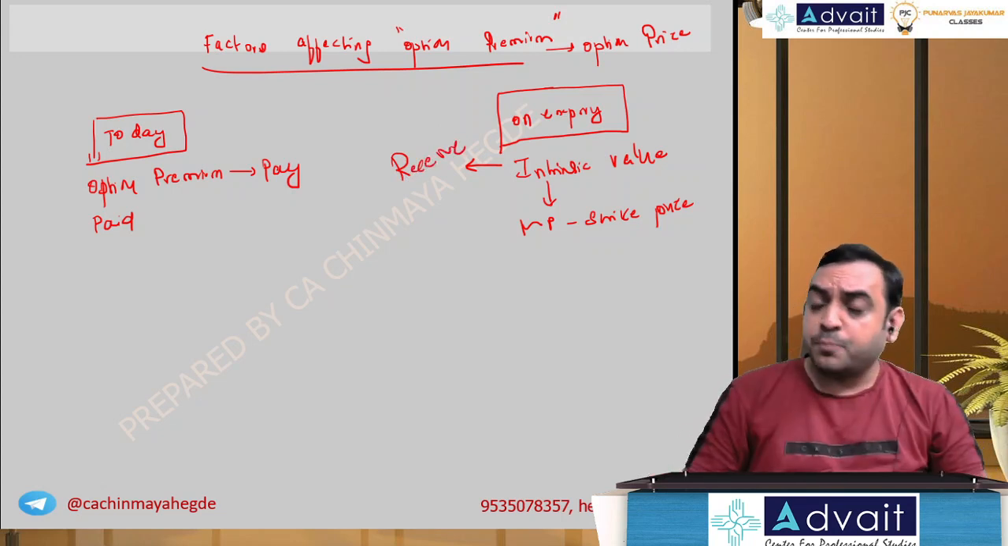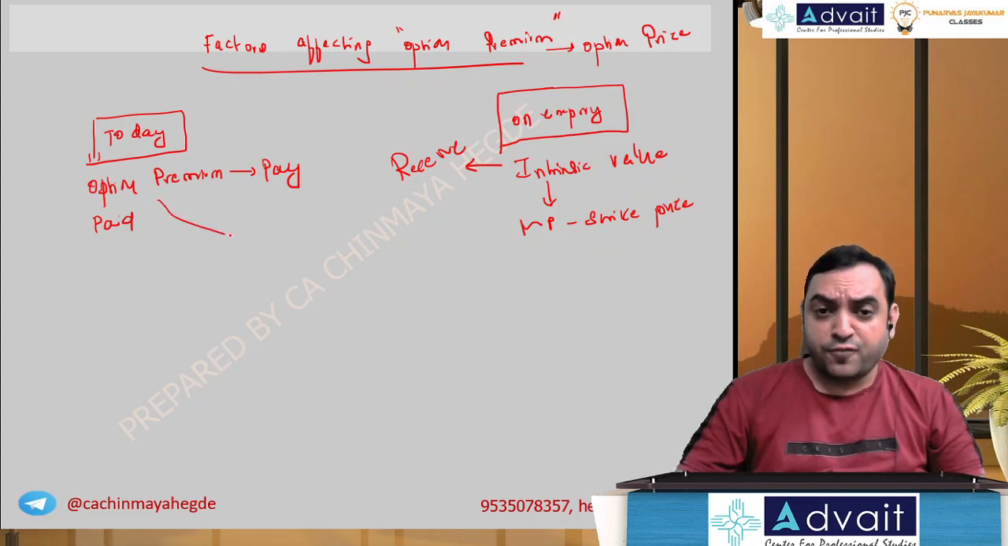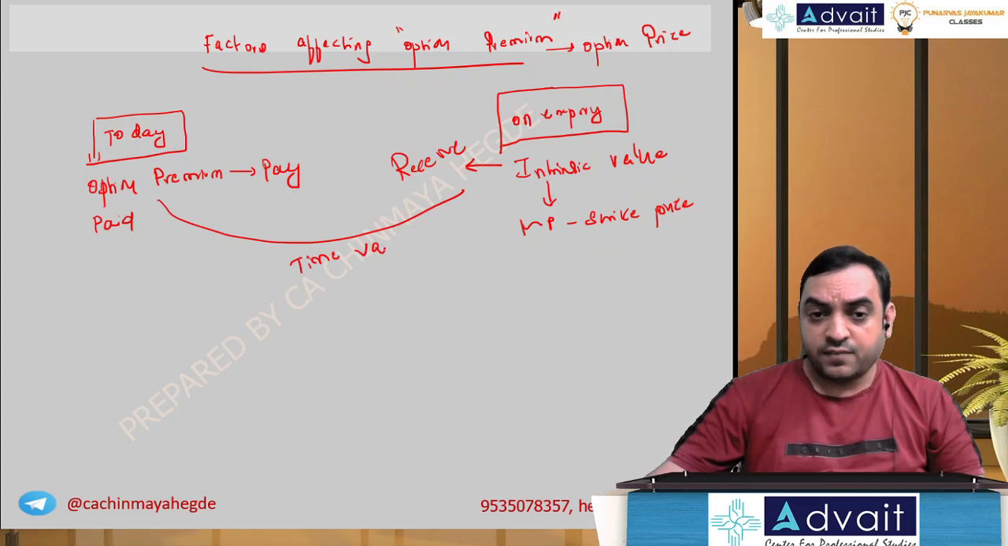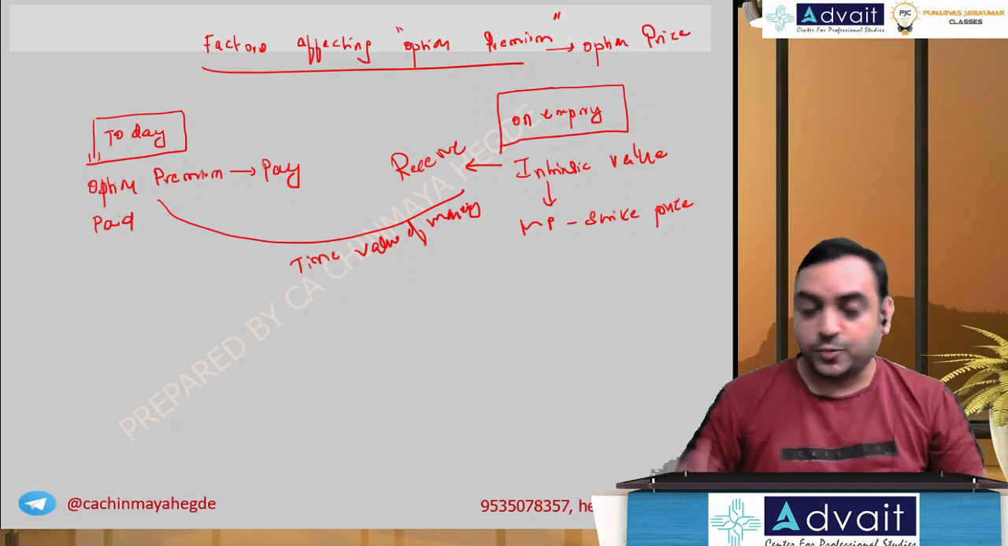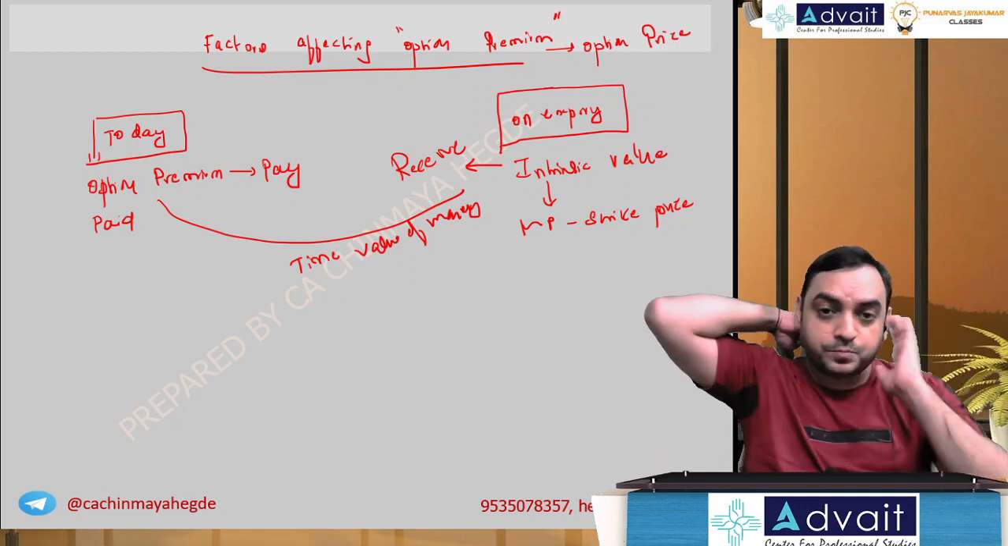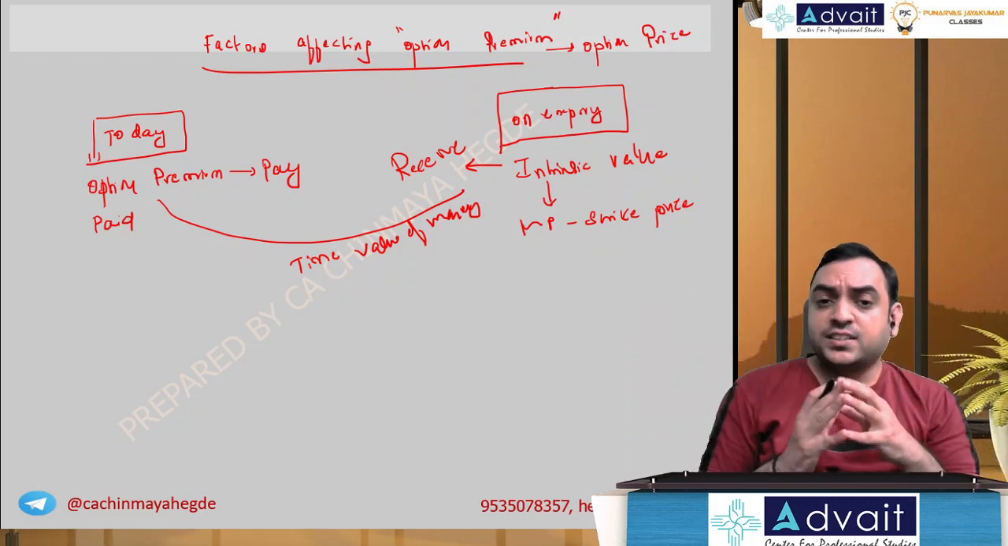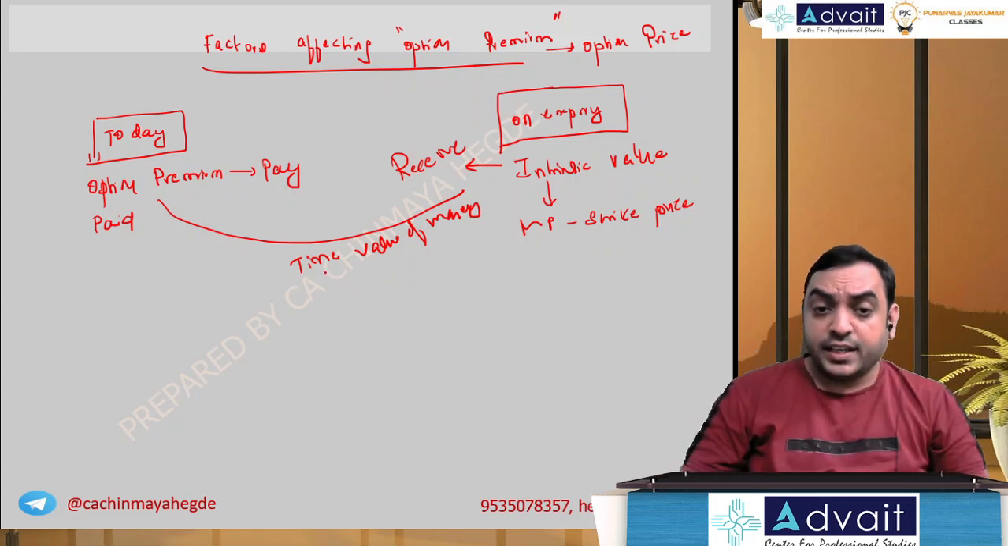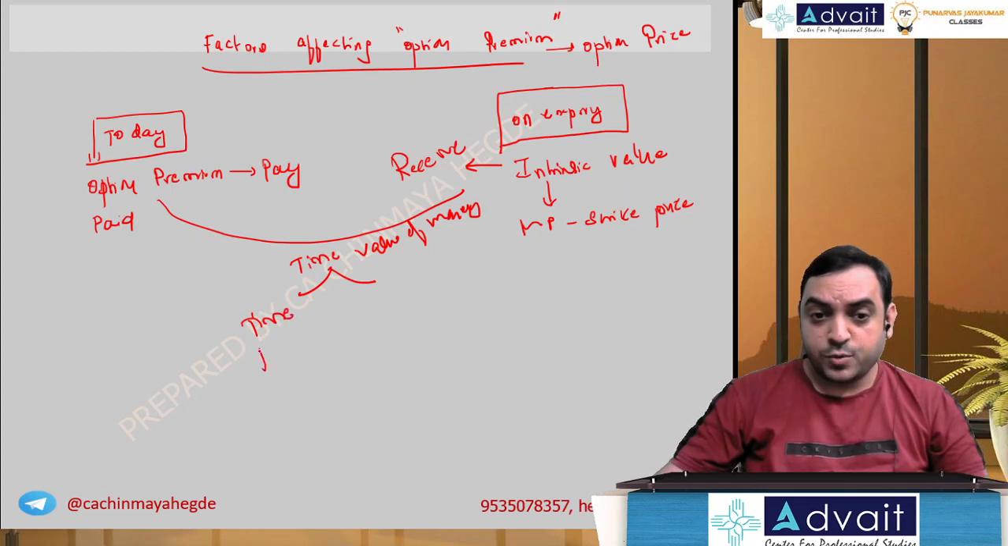But is it happening at same point in time? So you have to definitely adjust time value of money, right? Time value of money is actually called as extrinsic value. Anyway, time value of money. So what are the factors that will influence in time value of money? In time value of money, you need a time to expiry, remaining time to expiry, and you have rate of interest, risk-free interest, rate of interest.